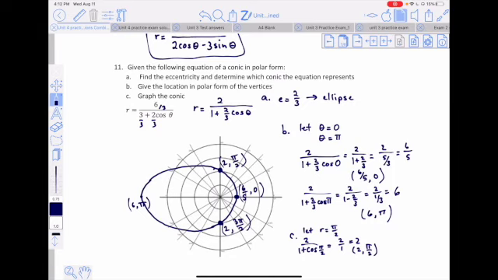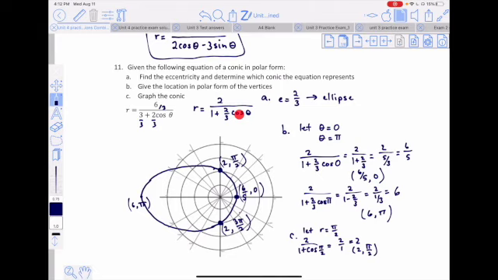So because we know it's a horizontal ellipse, the two vertices here and here are going to be on this line theta equals 0 and theta equals pi. So those are the two values I chose first. Let theta equal 0 and theta equals pi. These are going to help me find the vertices, which is part B. Location and polar form are the vertices.